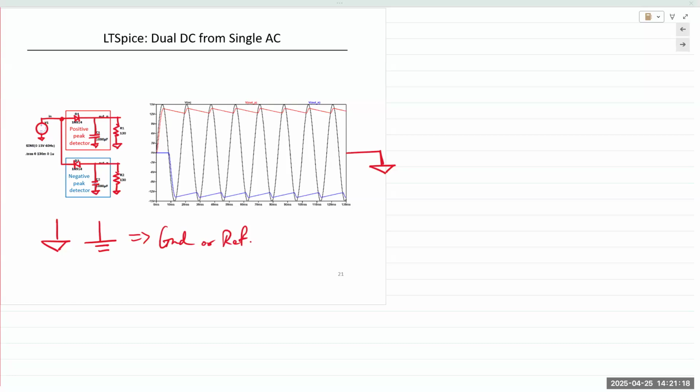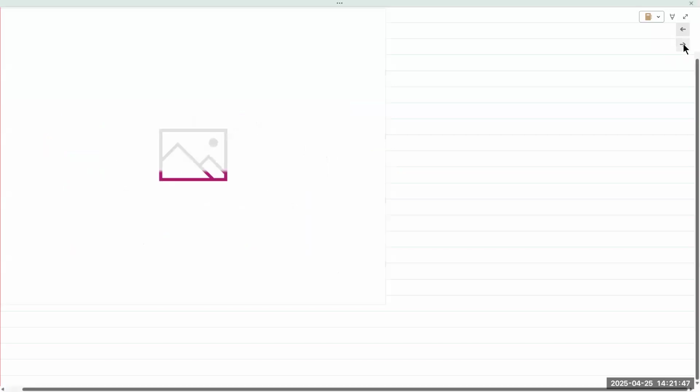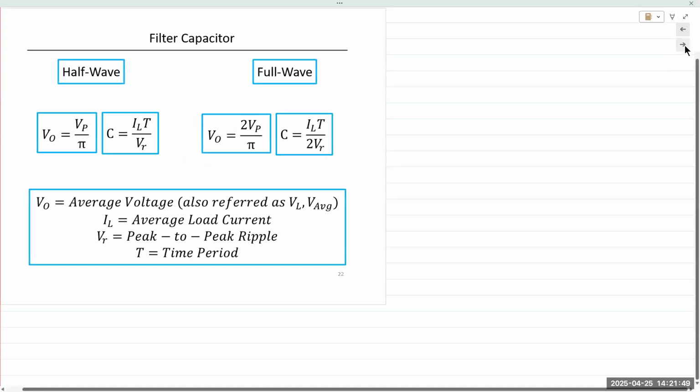All right, any questions? Again, this is something you can quickly simulate in LTspice. It doesn't take that long, but it's not mandatory. I'm not making everybody do this. If you're interested, you can go ahead and learn something new. All right, so now let's talk about how the capacitor affects the ripple.